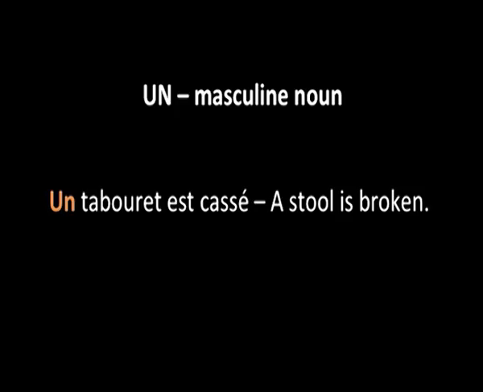Un is placed before a masculine noun. For example, un tabouret est cassé. A stool is broken. In this sentence, tabouret is a masculine word which is preceded by the masculine indefinite article.